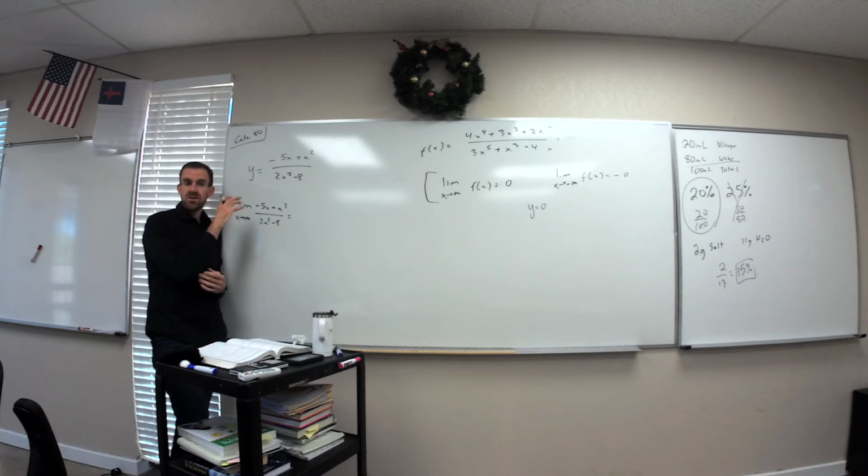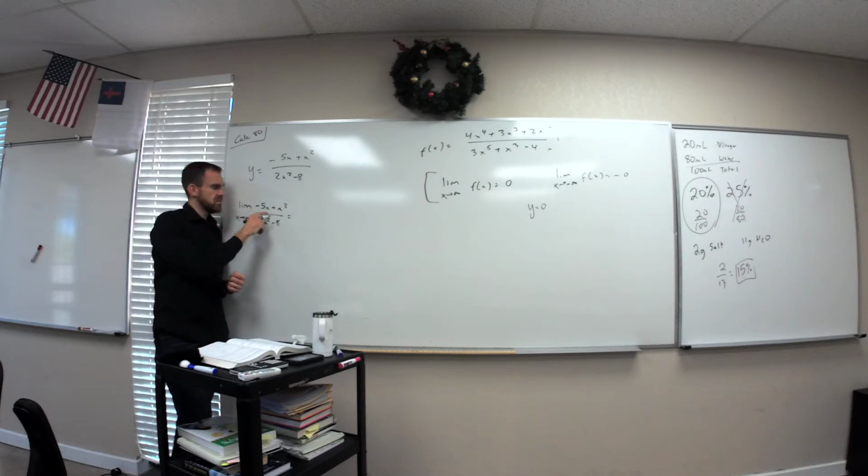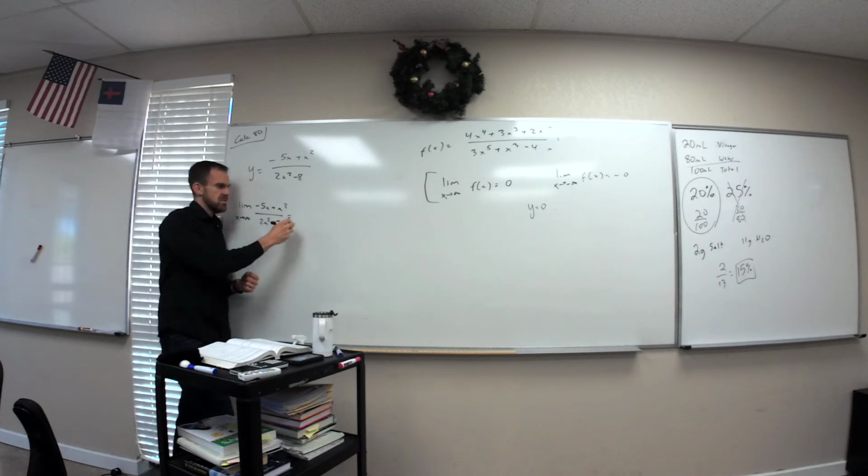So what's your highest power term on top? X to what power? X squared. What's your highest power on the bottom? So the answer is 1/2. So it's 1 divided by 2.